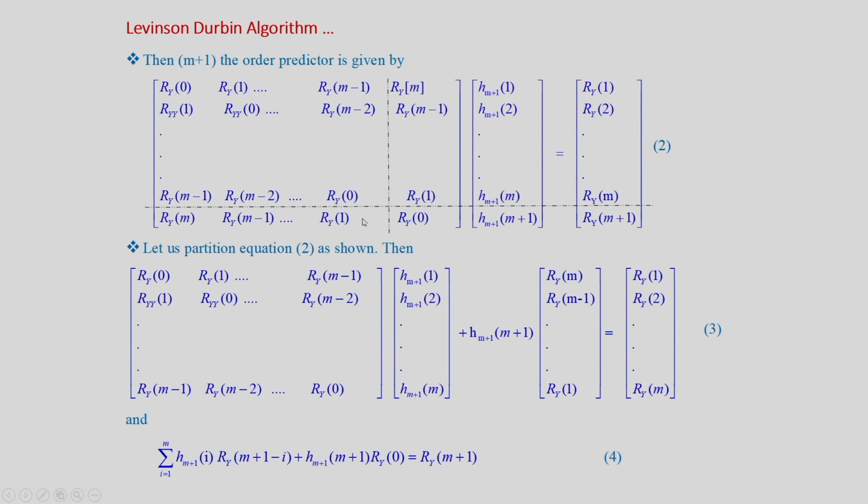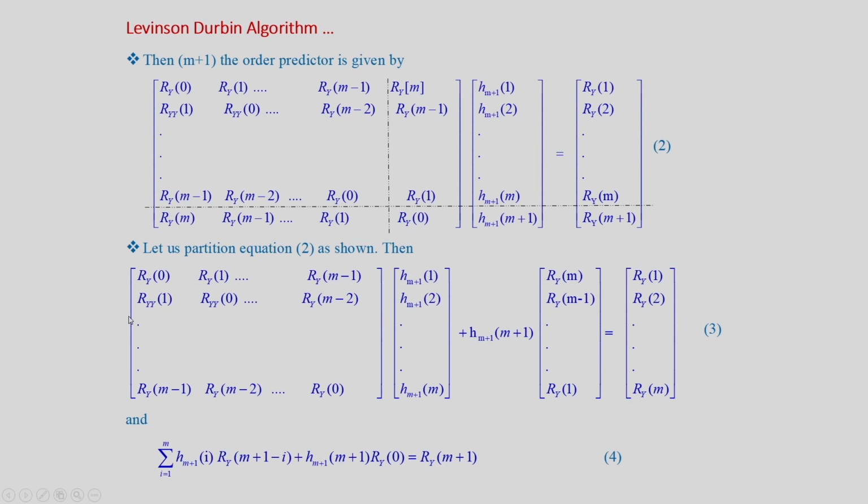And if I consider the last row, then what we get is this multiplied by this: summation h(m+1, i) into Ry(m+1-i), i going from 1 to m, plus the last element h(m+1, m+1) into Ry(0), and that must be equal to Ry(m+1). So, because of this partition we get 2 equations, equation 3 and equation 4.